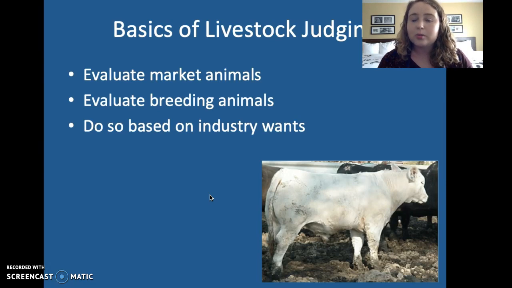And you're also going to pick based on what the industry wants. A good example of this is pigs. Way back when, pigs were super fat because people needed lard for their cooking, but now they don't, and they don't want to eat a lot of fat in their meat, so pigs have become a lot leaner. That's how industry changes. Cattle used to be really short, but now they're a lot taller.